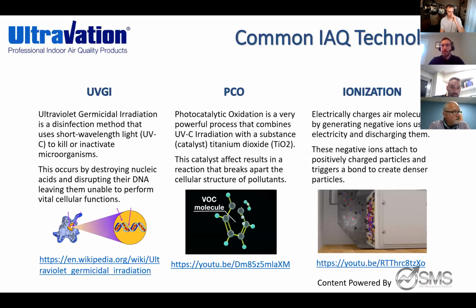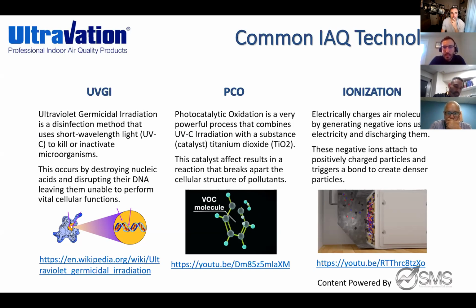Go ahead and jump to the next slide. So some of the common IAQ technologies that we're going to cover today are going to be UVGI, PCO, and ionization. UVGI is ultraviolet germicidal radiation. It is a disinfection method that uses short wavelength light, UVC, to kill or inactivate microorganisms. This occurs by destroying nucleic acids and disrupting their DNA, leaving them unable to perform vital cellular functions.